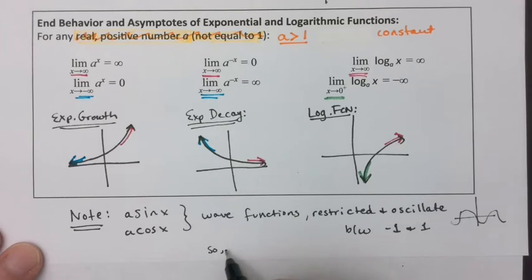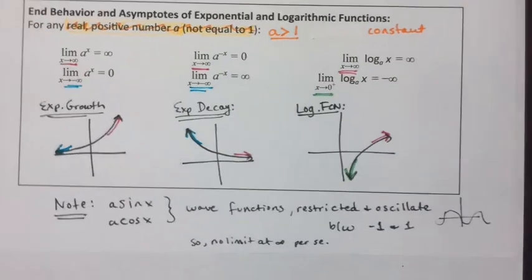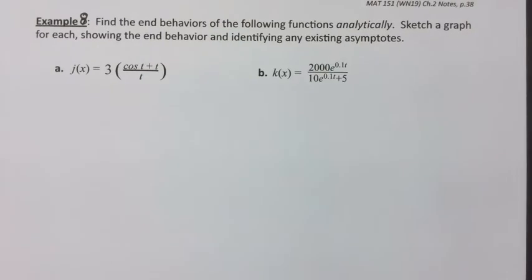But that doesn't mean that we can not deal with them, because we can. So they don't actually have a limit at infinity on their own, but they can when they're combined with other things. Speaking of which, let's combine with some other things, shall we? All right, so let's look at this example right here. So we're going to find the end behaviors. And hey, cosine, just what I was just talking about.